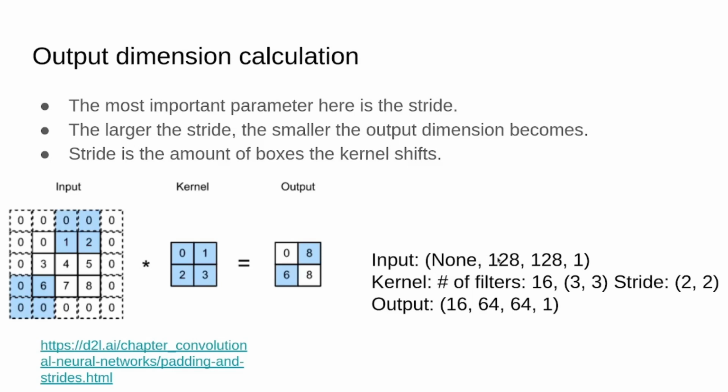And then you have the height and the width of the image. It's a square, so 128 by 128. And then you have the depth of the image. In this case, it's a grayscale image, a monochrome image. That means it has a depth of 1. If you had an RGB image, it would be a depth of 3. If you had an RGBD, it would be a depth of 4.